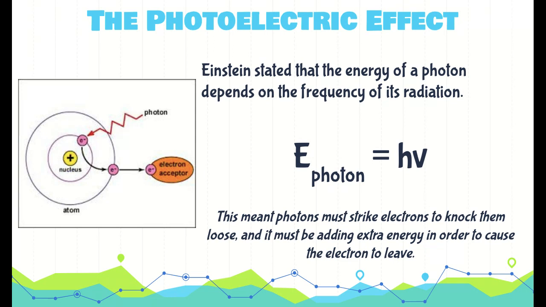So this means that photons must strike electrons to knock them loose. And then it's also transferring its energy from the photon to the electron, which causes the electron to leave. So if you look at the picture on the left, you have the photon of light being shined onto the atom, or the light is being shined, and a photon of light comes down and it collides with an electron. So this causes the electron to become more energized, and so it jumps out to the next energy level.